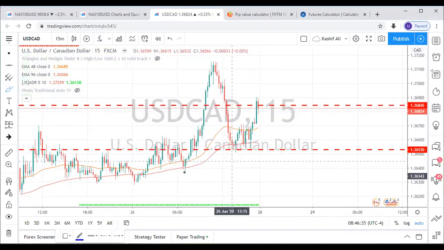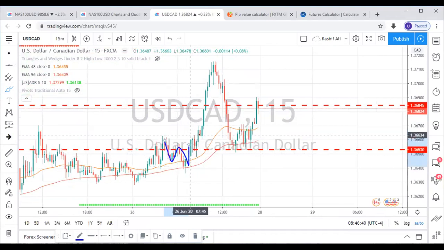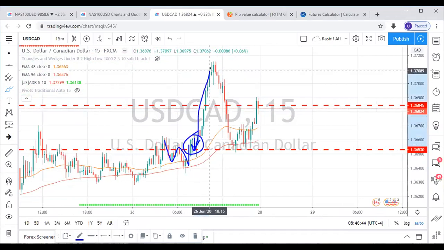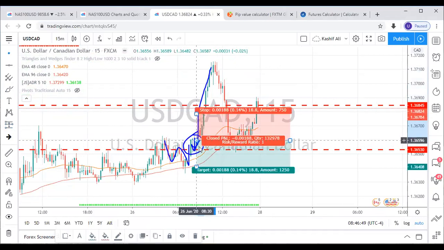But always remember, it will always follow market structure. W formation up, and this is the retest on the second leg. It retested, and then it went up. And what will be your entry? You will enter here, for example.